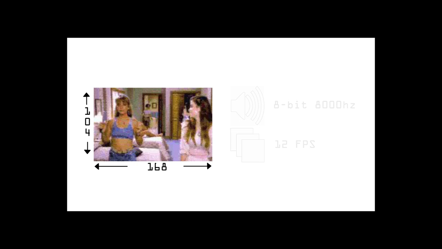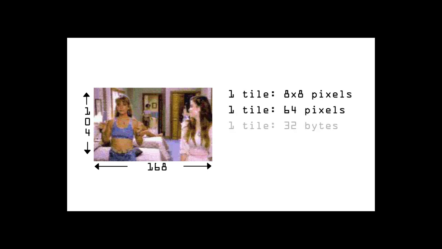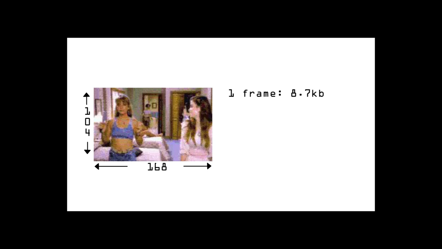So let's begin by calculating how much VRAM one frame of video will require. A tile is 8x8 pixels, 64 pixels in total, and one tile is 32 bytes. The frame is 168 width by 104 height, which is 273 tiles. If we take those 273 tiles and times that by 32 bytes, we get approximately 8.7 kilobytes. So now we know that one frame of video is approximately 8.7 kilobytes. Next, we'll calculate how much word RAM 12 frames of video will take. 12 frames at 8.7 kilobytes is 104.4 kilobytes.